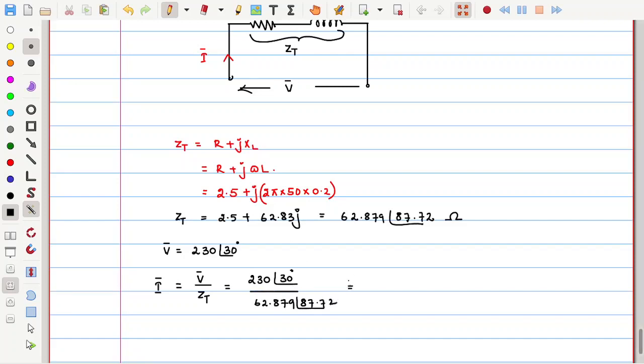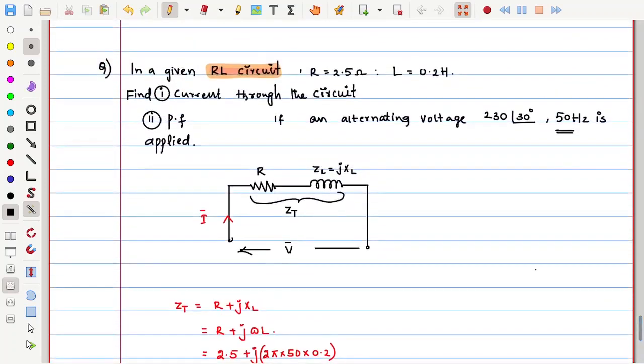So if you simplify this, how much will you get? Check it. So 230 at an angle of 30 degrees divided by this previous answer. 3.657, sir. Exactly. So 3.657 at an angle of minus 30 minus 87.72, which is minus 57.72 amperes. Okay, so I got the current.